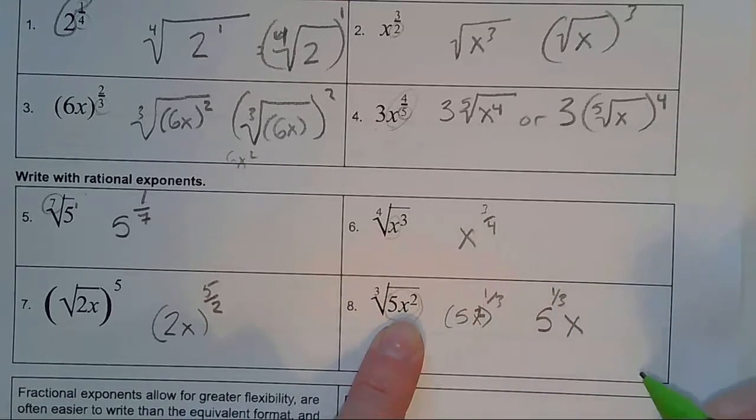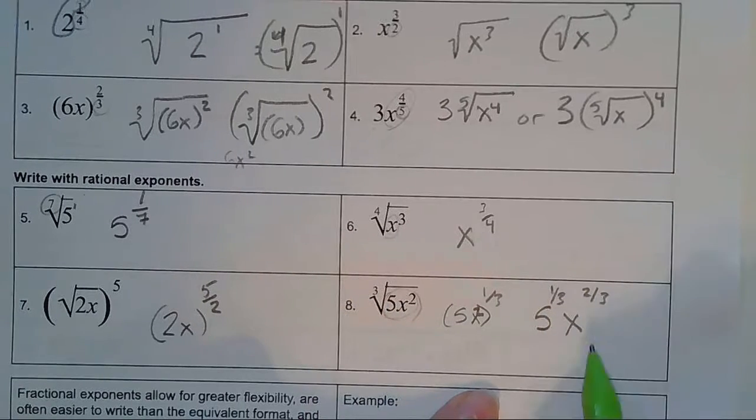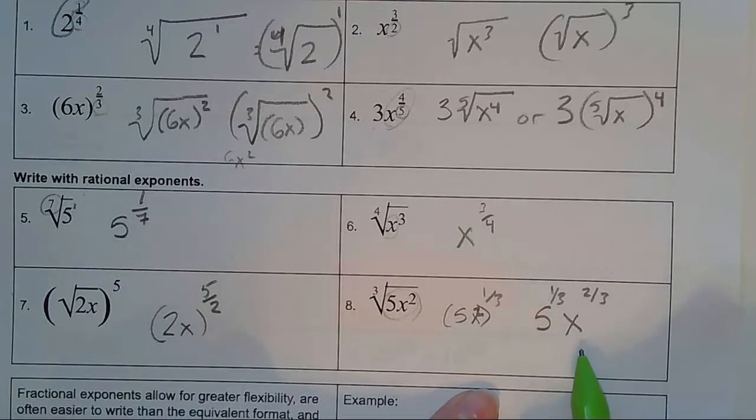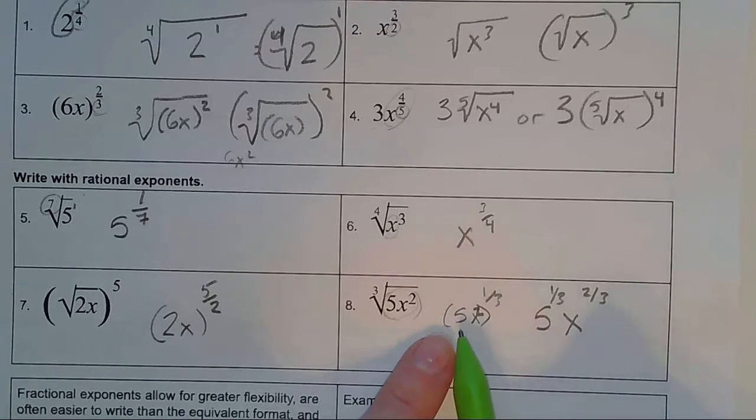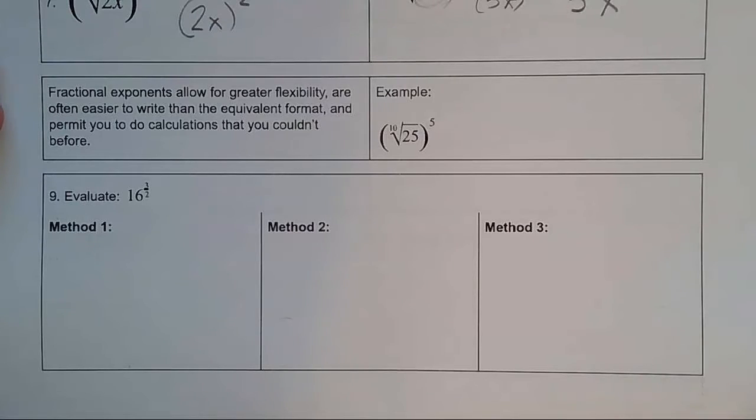X, base is x. How many do I have? I have 2. Index is 3. So if you do want to write them separately, just push them apart. Or if you're going to use the parentheses, then you would need to make sure that you take that 2 on the inside there. All right, so that's really all we're learning.